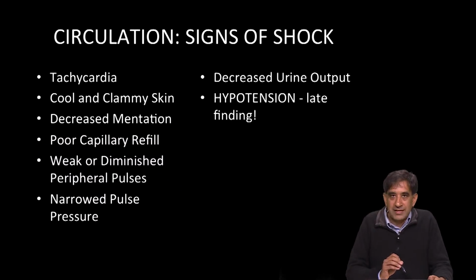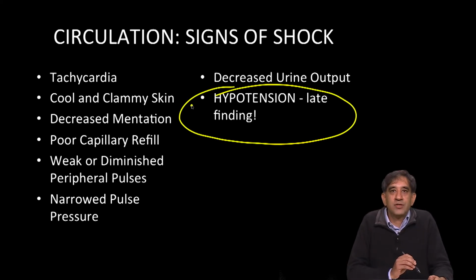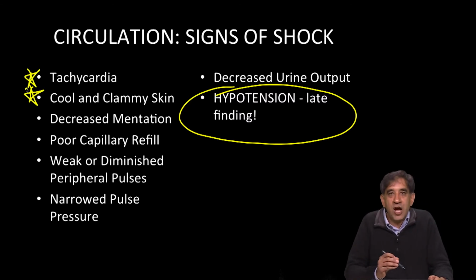And then you'll start to see decreased urine output, and hypotension or a low systolic blood pressure is going to be a late finding. So really the keys are to look for these early signs of shock and diagnose shock before the patient develops hypotension.